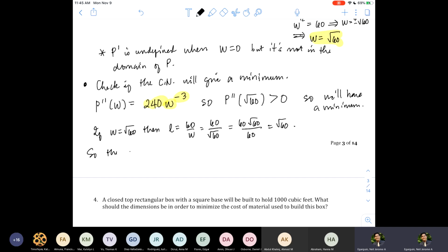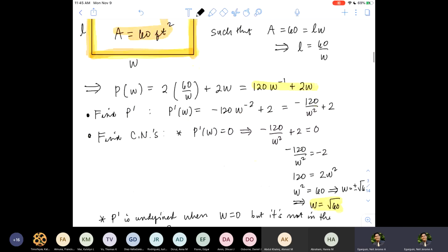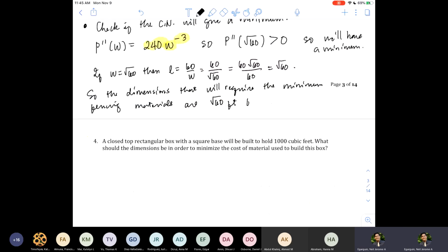So the dimensions that will require the minimum fencing material are root 60. What was the unit of measure here? Feet. So it's a root 60 feet by root of 60 feet, right? Which is basically a square. So usually squares are the most economical types of rectangles.